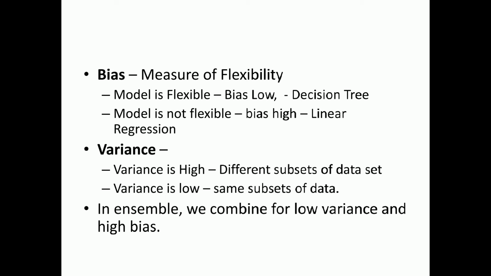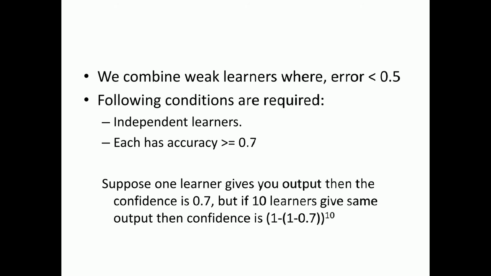That means we work on the same data set with a not-so-flexible model. So we combine weak learners where the error is less than, say, 0.5 or 50%, and the following condition may be required: independent learners having accuracy of more than 70% or 75%. Suppose one learner gives you an output, then the confidence is 0.7, but if 10 learners give you the same output, then the confidence is 1 minus 0.3 raised to 10. That is obviously greater.